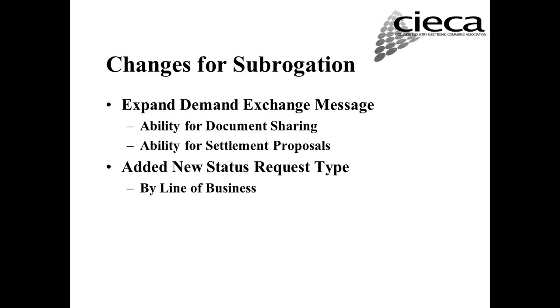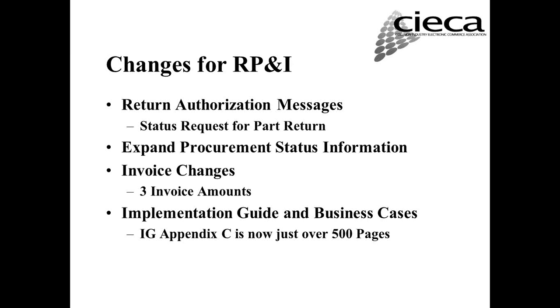Subrogation also expanded the ability for the demanding party to request status reports from the subrogation vendor by line of business. Next, the Recycled Parts and Inventory Committee continued to add functionality to the procurement messages. Return authorization requests and response messages were the new messages added when the repair facility wanted information from the parts provider regarding the parts they are attempting to return.